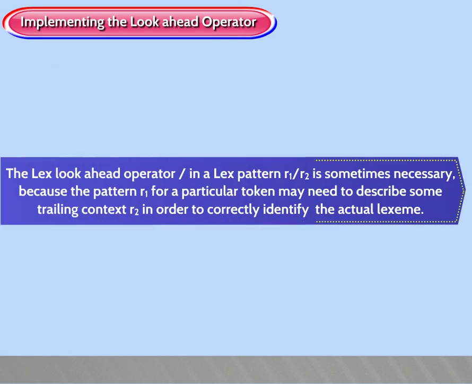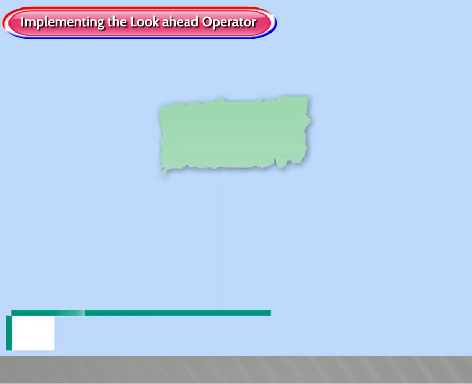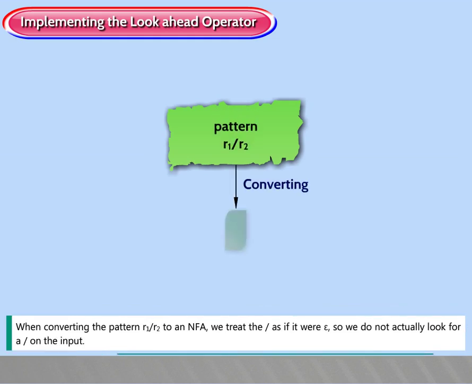Implementing the look-ahead operator. The Lex look-ahead operator / in a Lex pattern R1/R2 is sometimes necessary because the pattern R1 for a particular token may need to describe some trailing context R2 in order to correctly identify the actual lexeme. When converting the pattern R1/R2 to an NFA, we treat the / as if it were epsilon, so we do not actually look for a / on the input.